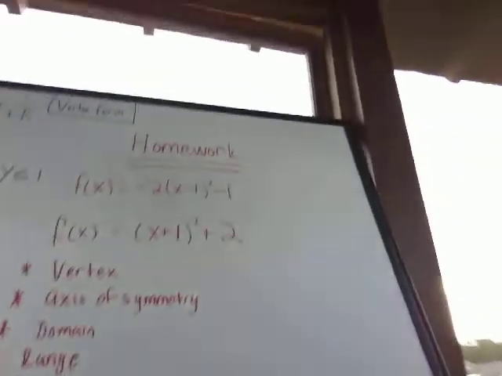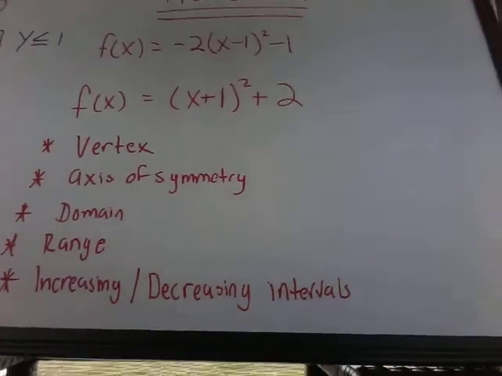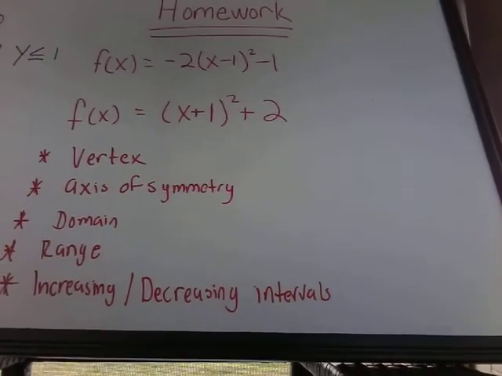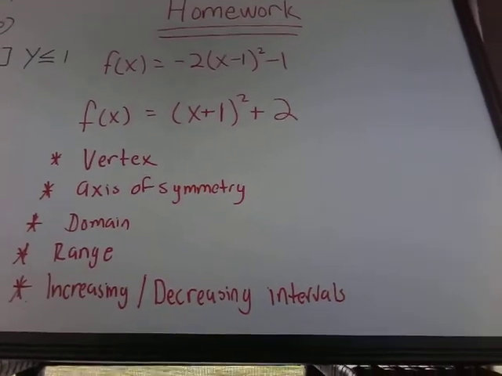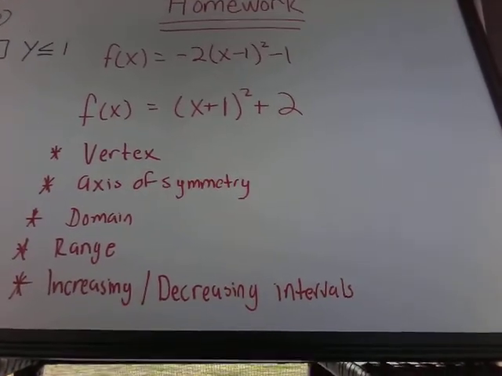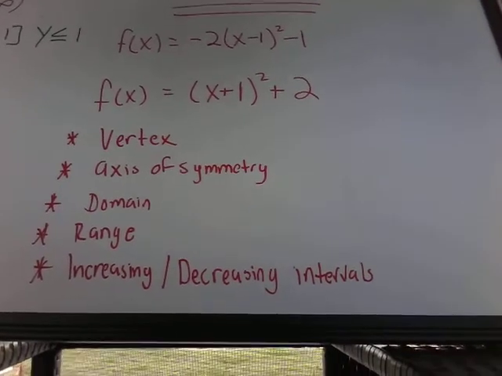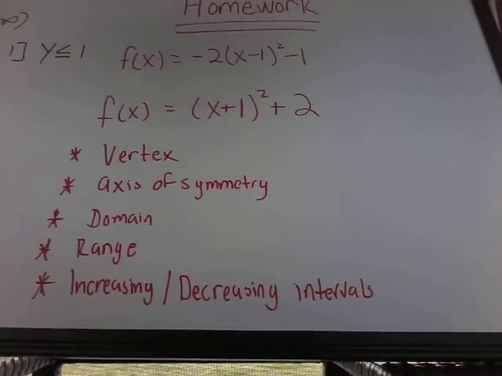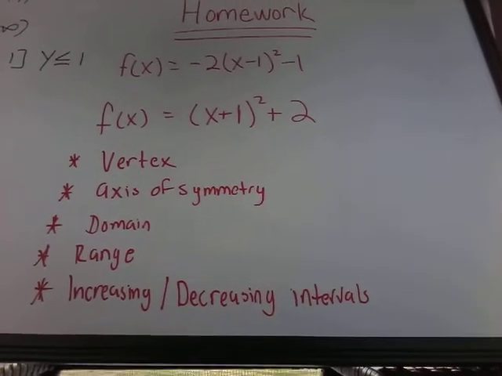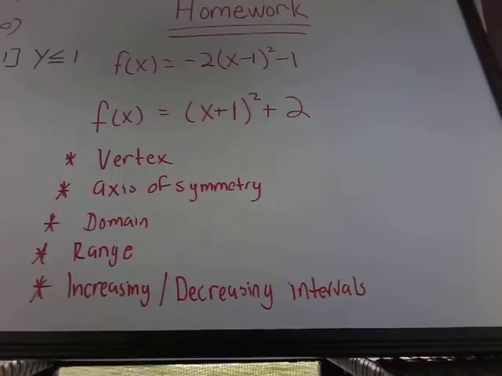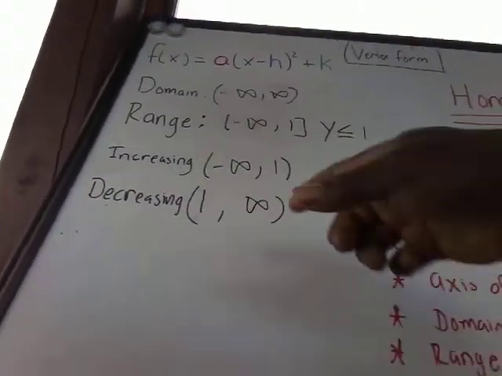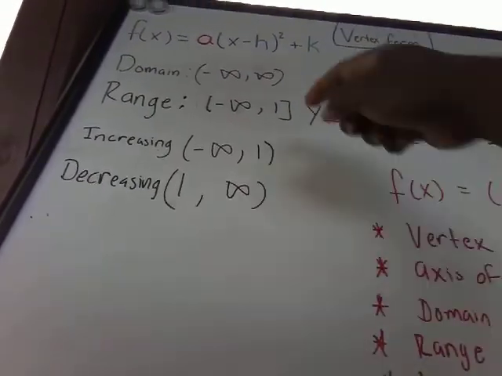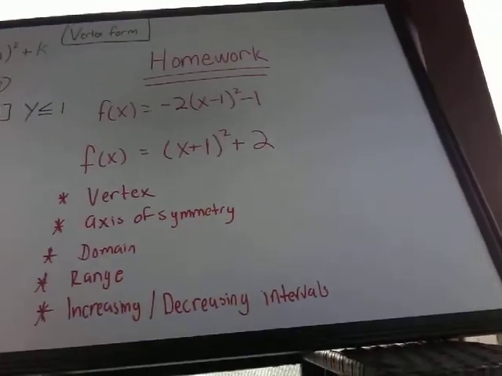All right, so here are your two quadratics. We're going to do negative 2 times (x minus 1) to the second power minus 1, and (x plus 1) squared plus 2. I want you to find the vertex, the axis of symmetry, the domain, the range, and the increasing and decreasing intervals. Your increasing and decreasing intervals should look like this, and your range and your domain should look like this. You know the drill.